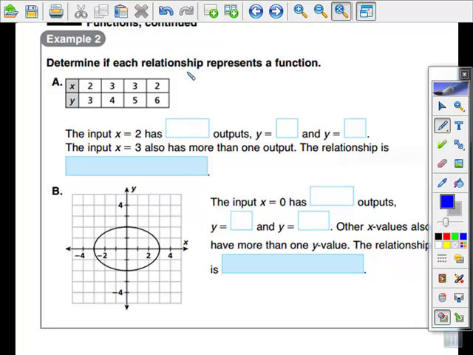Okay, determine if each relationship represents a function. Here I have 2 goes with 3, 3 goes with 4, oops, but 3 also goes with 5. That can't happen. And then the 2 is also going with 6. The input x equals 2 has 2 outputs. The outputs are 3 and 6. The input x equals 3 also has more than one output. So the relationship is not a function.